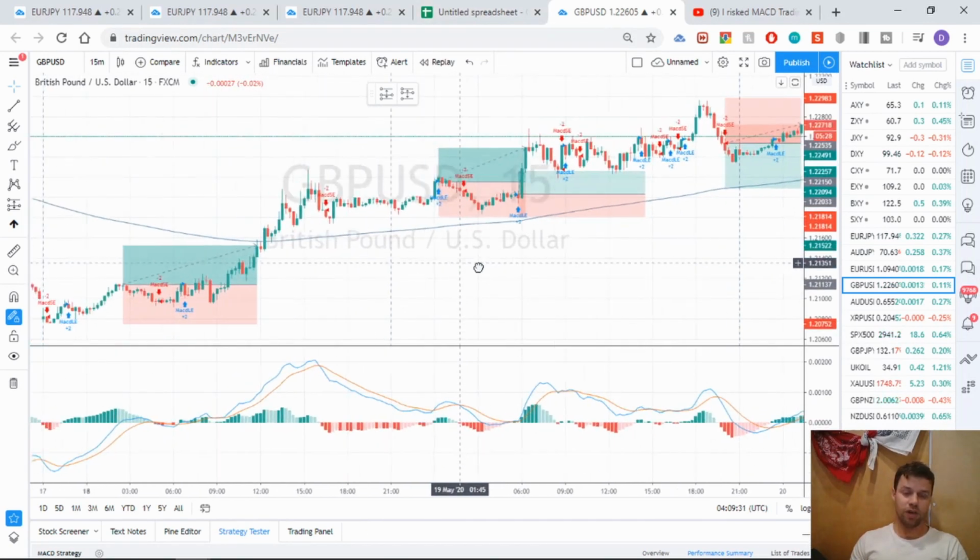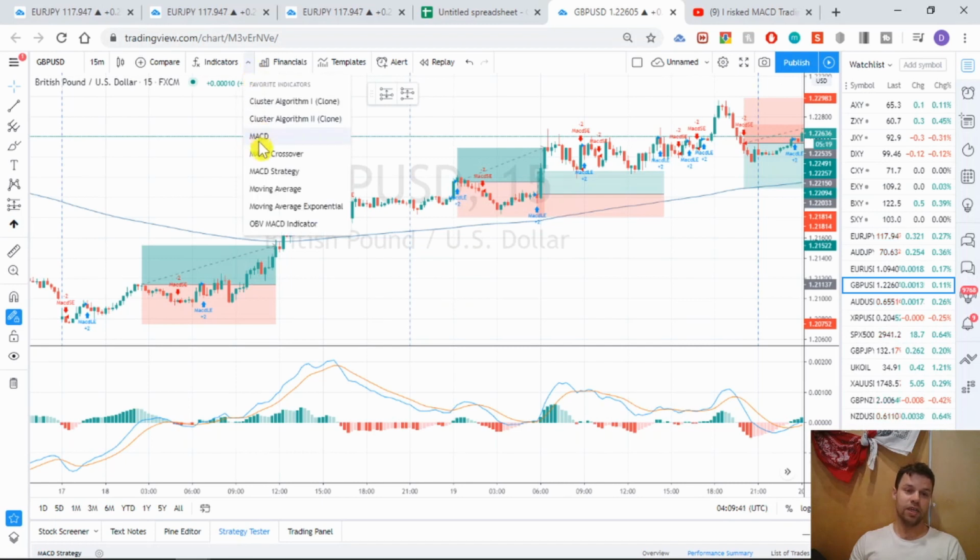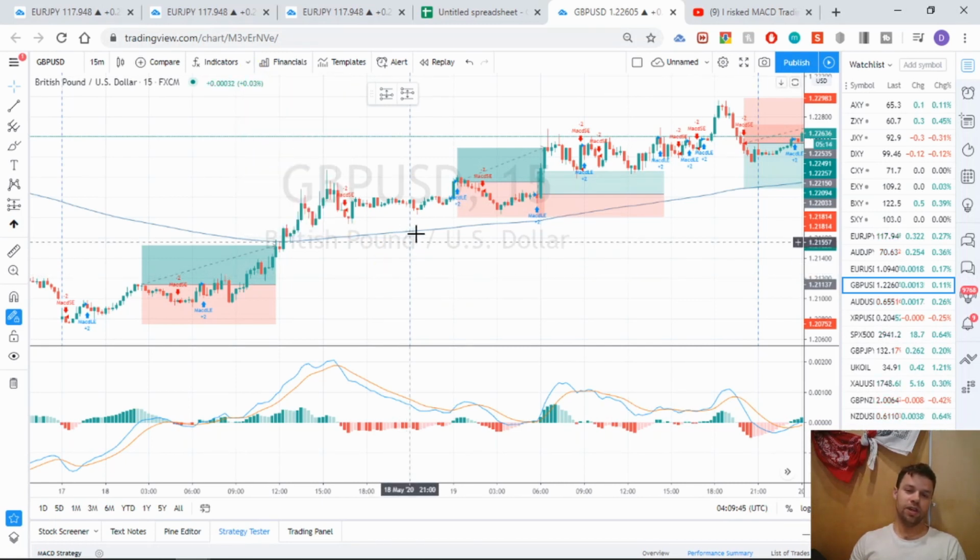If you're wondering what I've done, this is just the standard MACD indicator in TradingView, and I've just gone and included the MACD strategy, which is the thing that puts these arrows on here. Okay, so I hope that is clear and that makes sense what I've done.